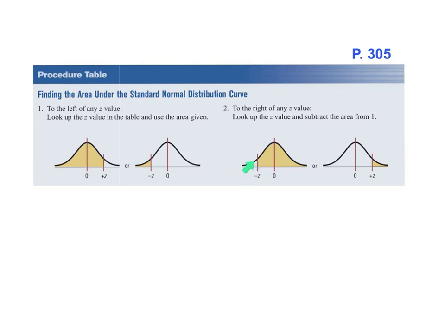Because it's going to subtract off this area. 1 minus this value. Since the value in the table tells us all of this, 1 minus that value, this area, will give me what's left over.